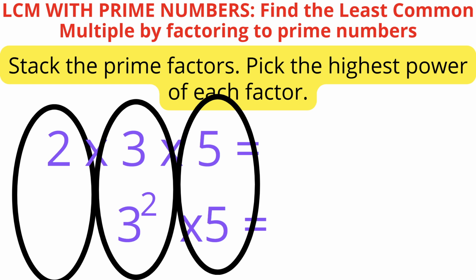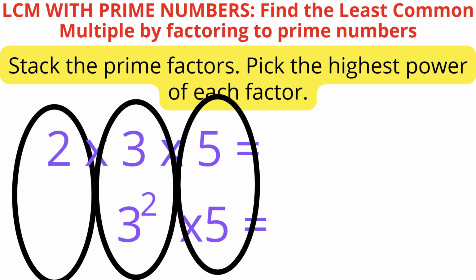Here's how it works. When I stack the rows of prime factors, I'm going to pick the highest power of each factor, even if they're not common. 2 is not common to the other stack, but I still pick it, 2. And then there's a common factor 3, but one of them has a higher power. I'm looking for a multiple. I'm looking for a big number. I'm going to pick the highest power of the common 3. 3 squared. That's 9.